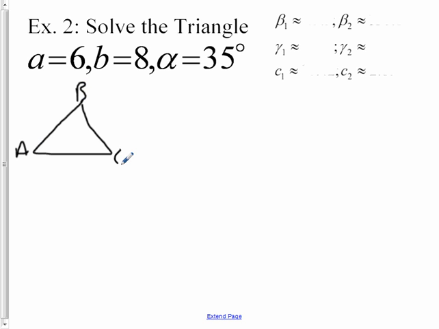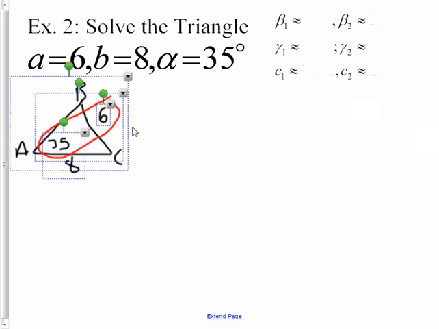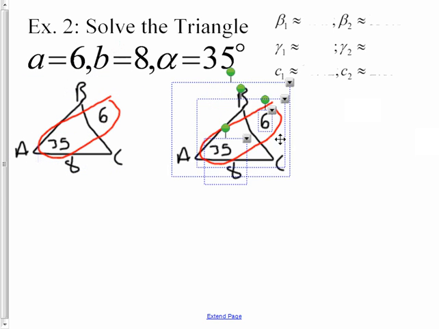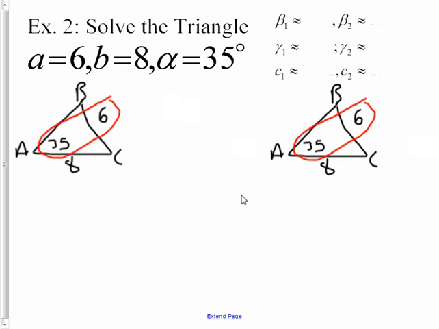So you start off like before, fill in all the given stuff. So that's 6, that's 8, that's 35. So we see this is a law of sines. Then we set up a problem here. It's also angle side side, so I'm going to have to check for a second solution. So I might as well copy this over, because there's a possibility of a full second set of answers.